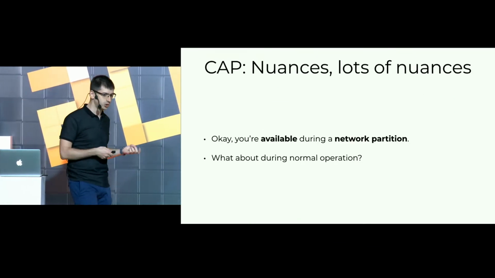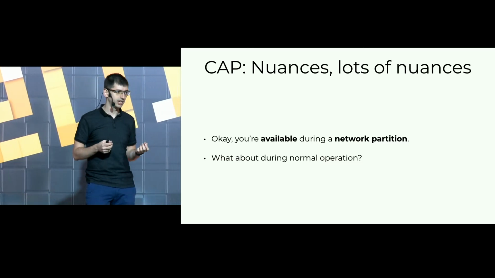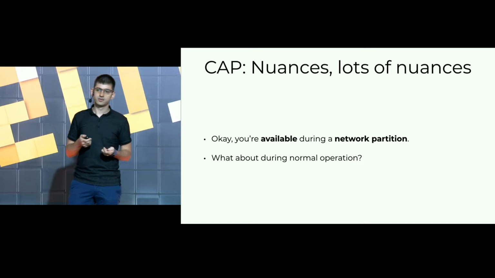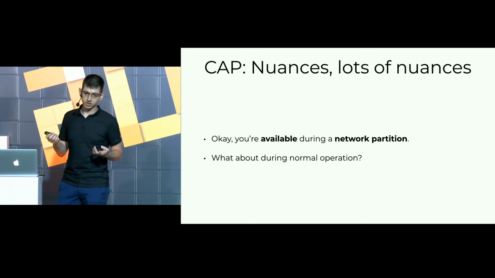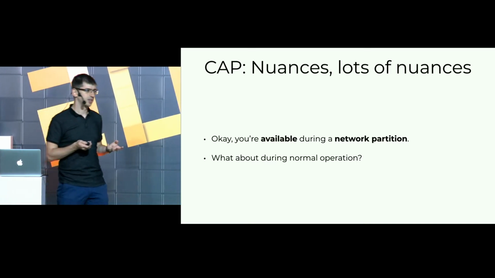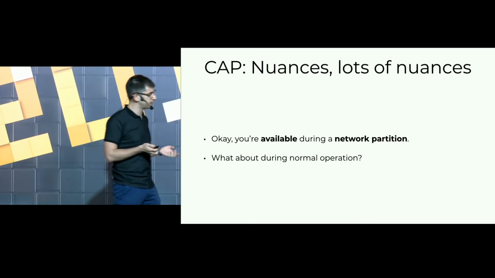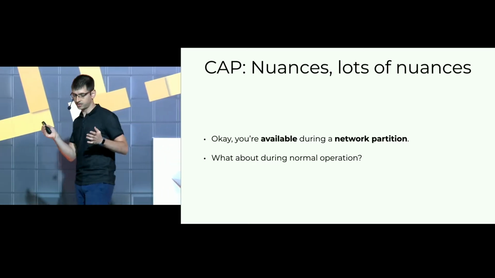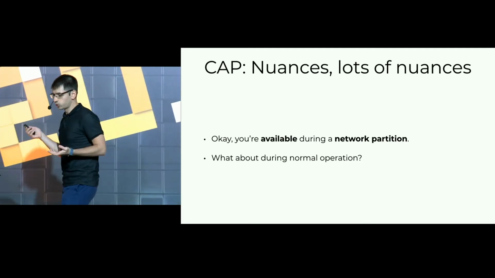So then another nuance is, okay, you decide, during network partitions, I want to be available. But most of the time, there's no network partition. Network partitions are a failure mode that needs to be handled generally, but realistically, they don't happen most of the time. So what about during normal operations?